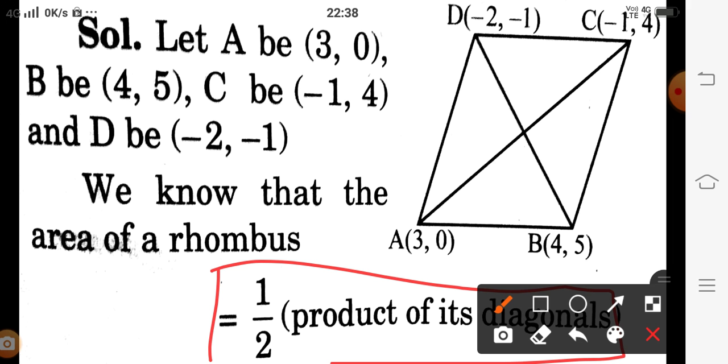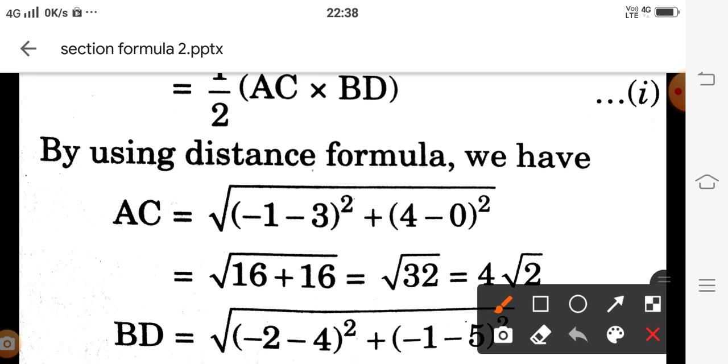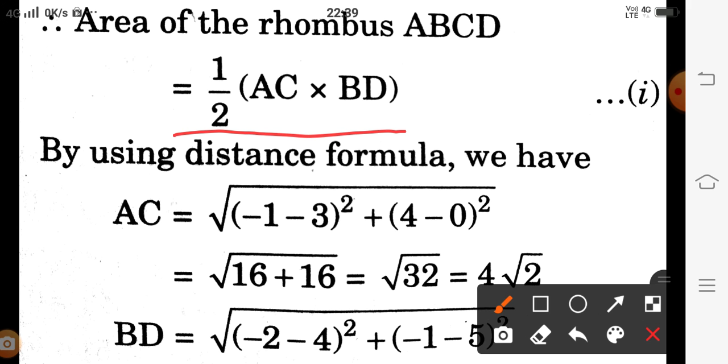It means that the lengths of the diagonals we have to find. We have to find the length of AC. We have to find the length of BD. Then let us find these lengths. Then the area of the rhombus is half of AC into BD. Then AC we are getting as the square root of (-1 minus 3) whole square, by subtracting the x coordinates and making the square. Same for y: (y2 minus y1) whole square. Then (4 minus 0) whole square. On solving we are getting 16 plus 16, root 32, and this is 4 root 2.